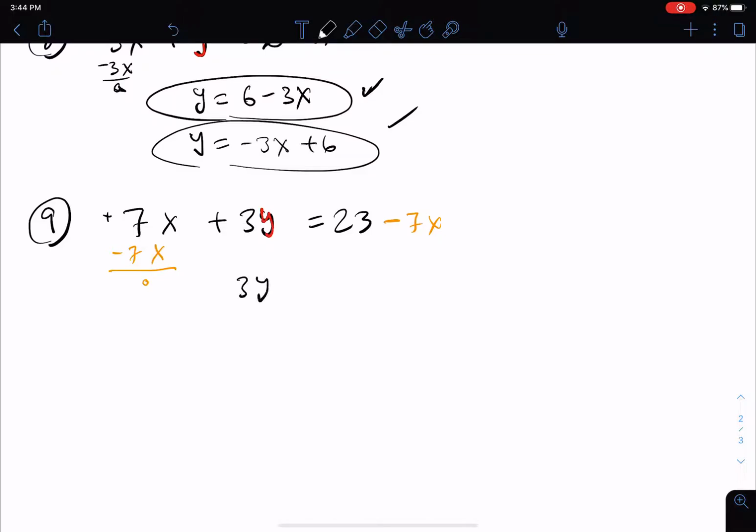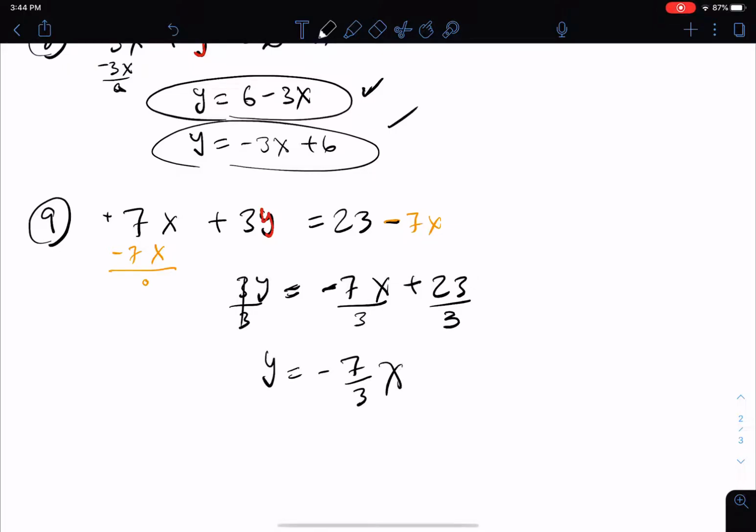Now I've got 3y equals, and like I said, I like the x first because it's slope-intercept form, so I'm just going to rearrange the order, and that's no problem as long as you take that sign with it. Last step, I want 1y, so I just divide by 3 on each term. And I get my answer, y equals negative 7/3 x plus 23 over 3.